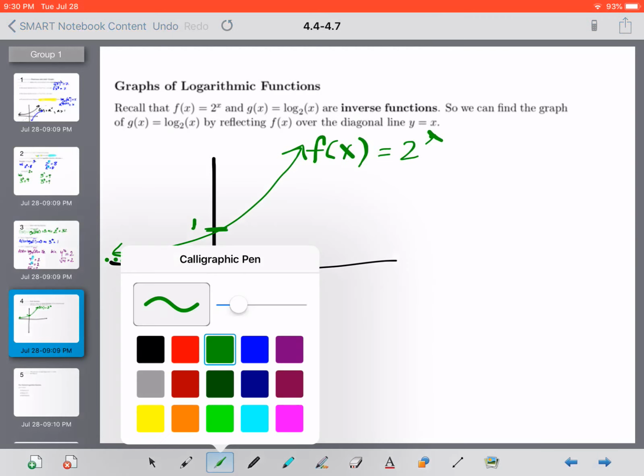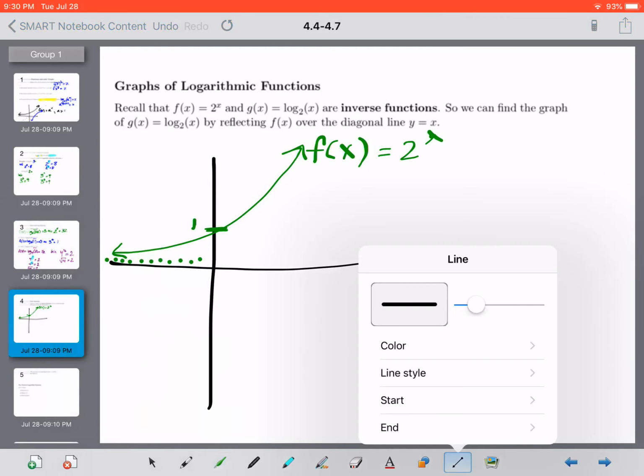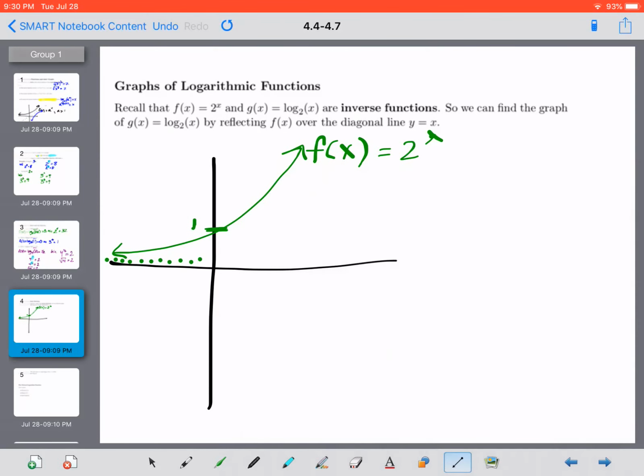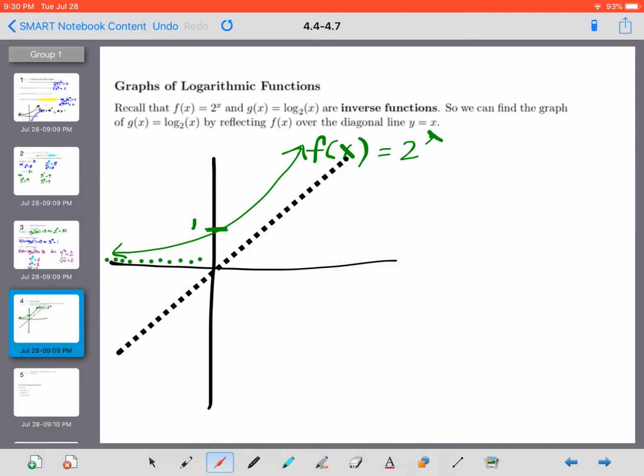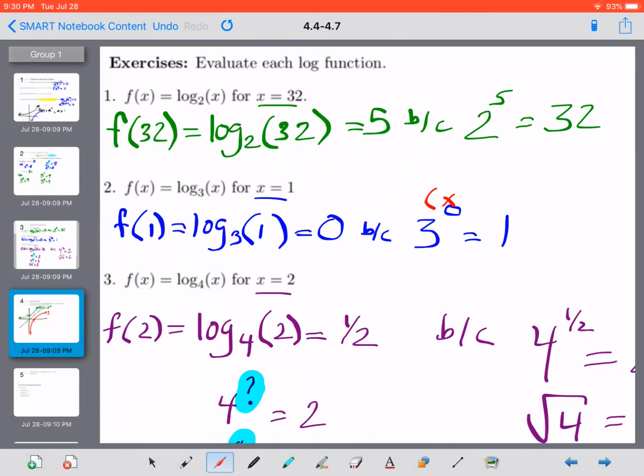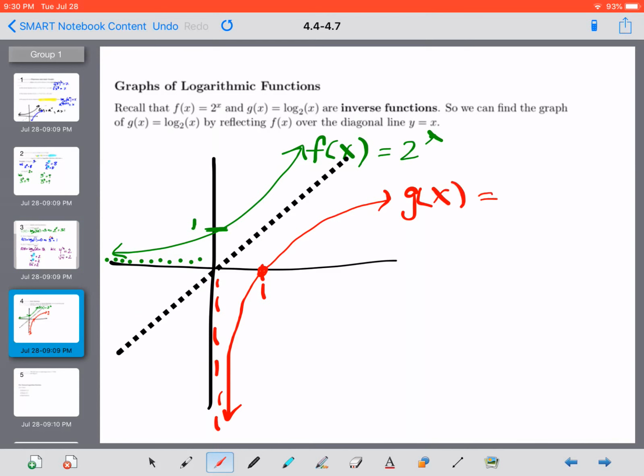And so any inverse function can be found by reflecting over the dotted line y equals x. So when we reflect over this dotted line, instead of having a point at 0, 1, we'll have a point here at 1, 0. And instead of having a horizontal asymptote at 0, now we'll have a vertical asymptote at 0. And so when you reflect it, your graph looks like this. This is your function. We're calling it g of x, which is log base 2 of x.